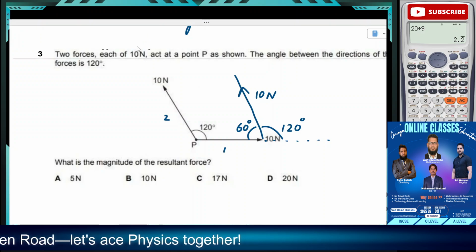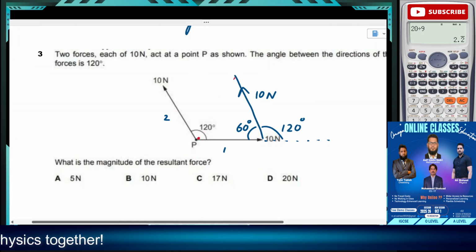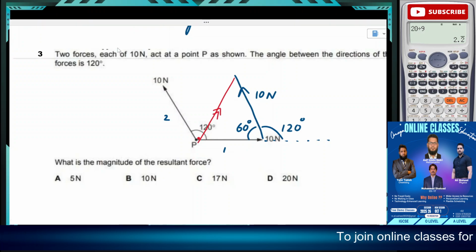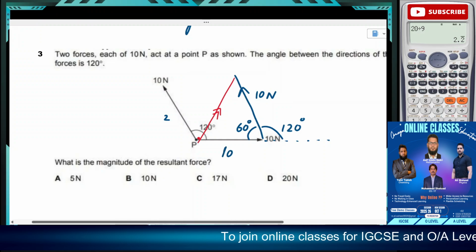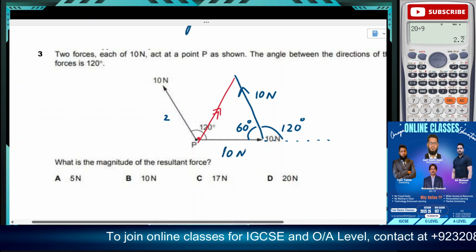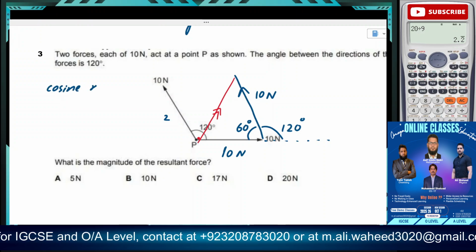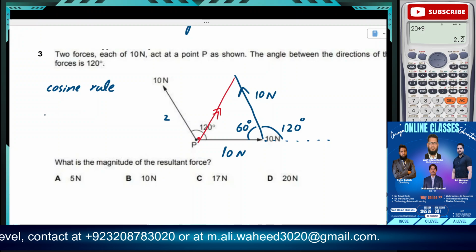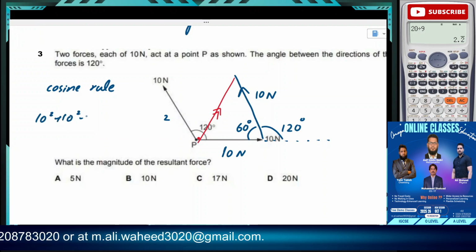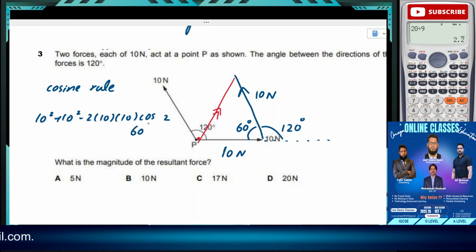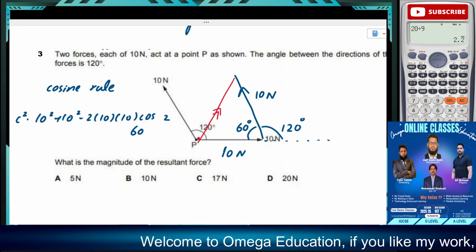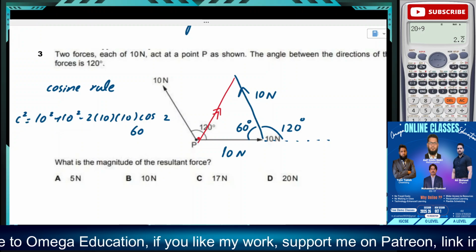Now what is the final step? From the start point towards the end point, draw the resultant vector. And this one was also 10 Newton. So you can use simple mathematical concepts as well, or there are plenty of ways. You can use the cosine rule, that could be used, which would be a squared plus b squared minus 2ab cos of the angle between them. You can find the resultant one. So c squared equals this one. Then whatever the answer is, you can take the square root of it.